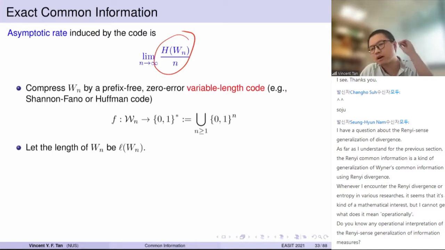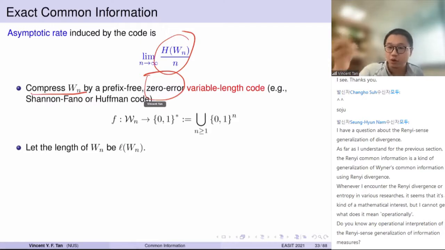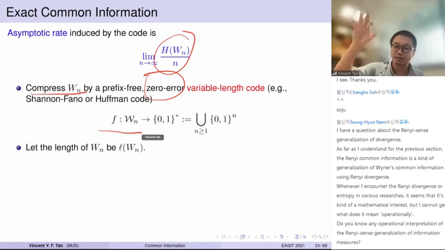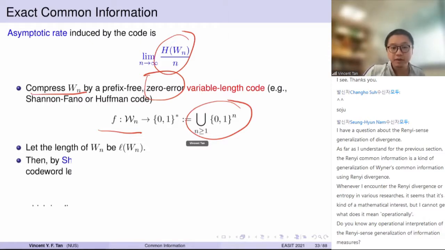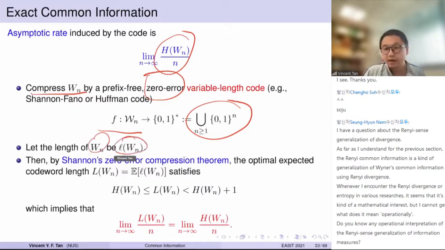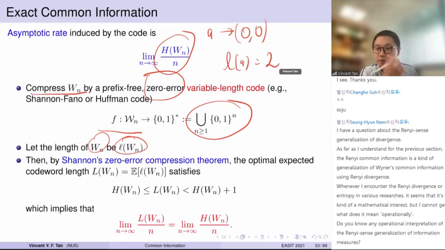Now, if you recall chapter 4 of Cover and Thomas, we can compress W^n using a prefix-free zero-error variable length code. Such a code exists. You can construct a Shannon-Fano-Elias code or a Huffman code. That is nothing but something that brings you from the alphabet of W to the set of all finite length bit strings, and the length of W is basically L of W. So for example, if the symbol A goes to 00, then the length of A is equal to 2. Recall these sort of things.